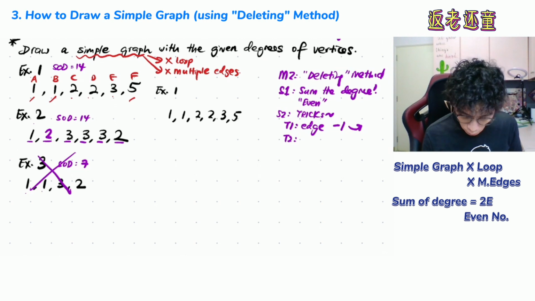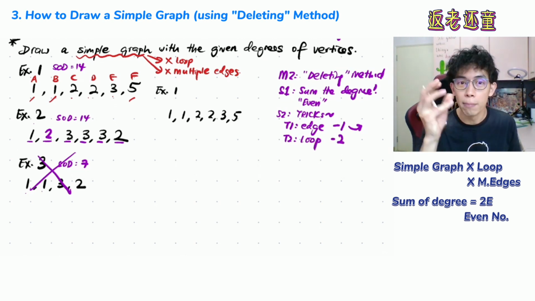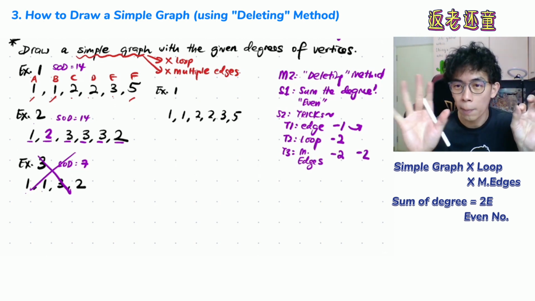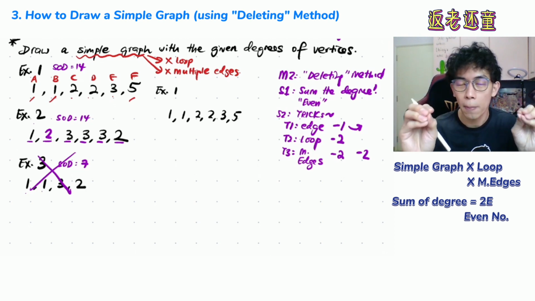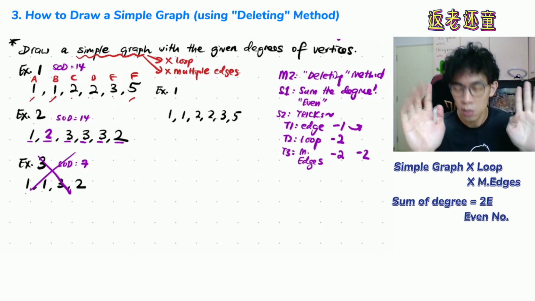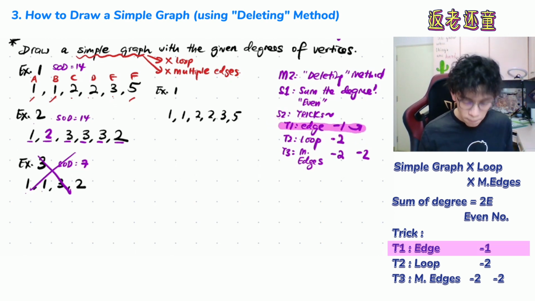So everyone, trick 2 is going to be loop. The trick says minus 2. And then trick number 3 is multiple edges. You're going to minus 2 on both sides. I'm not going to talk about loops and multiple edges first. I'm going to talk about the edge thing because it's about a simple graph, no loop, no multiple edge. So we will focus on this part first. I'm going to highlight this one that we are focusing on. Okay, everyone, look at this.